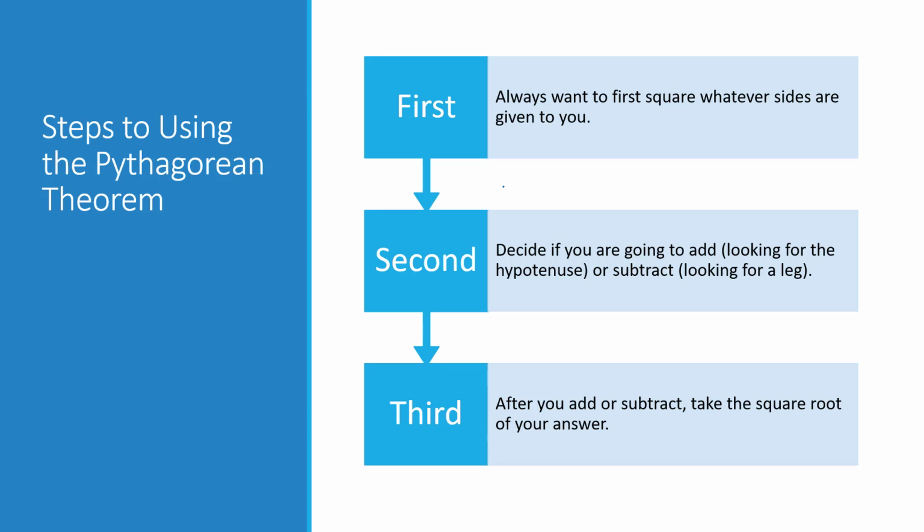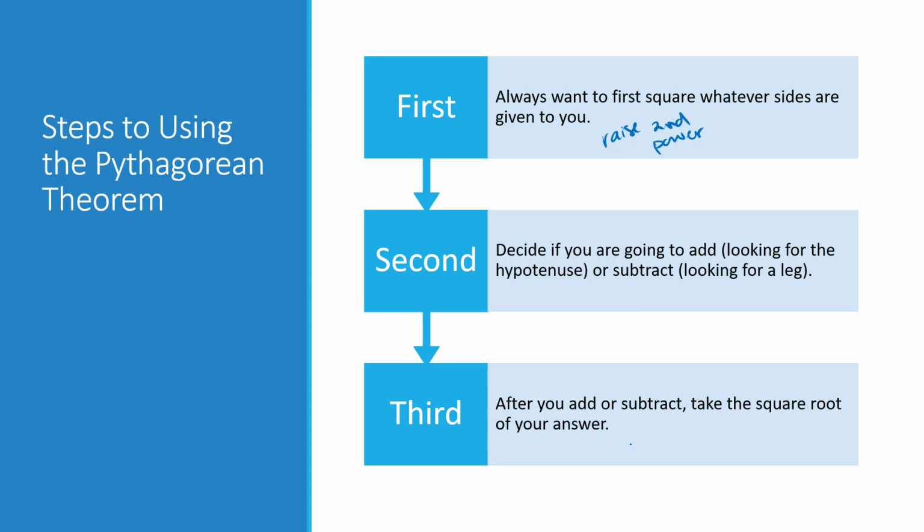Steps to using the Pythagorean theorem. You always want to square whatever sides are given to you. Remember, square means to raise to the second power. Step 2 is you're going to decide if you're going to add. So if you're looking for the hypotenuse, then you're going to add your answers together. If you're looking for one of the legs, you're going to subtract your answers from each other.